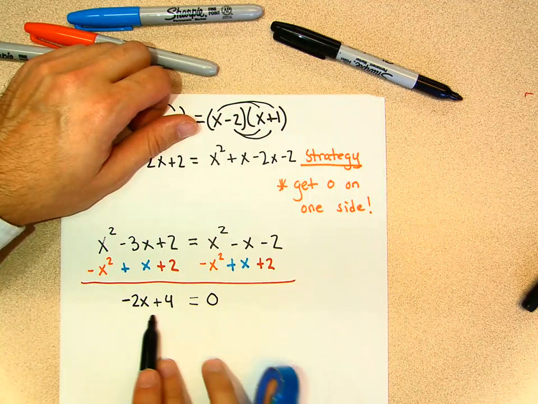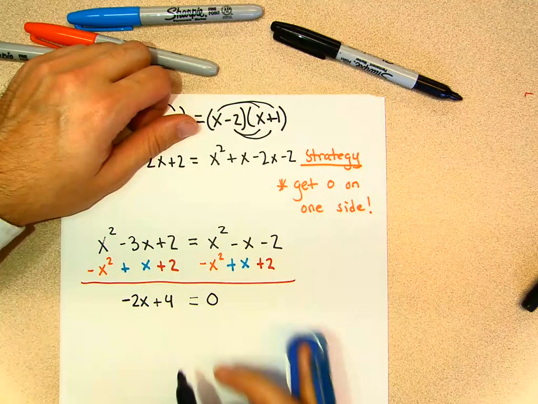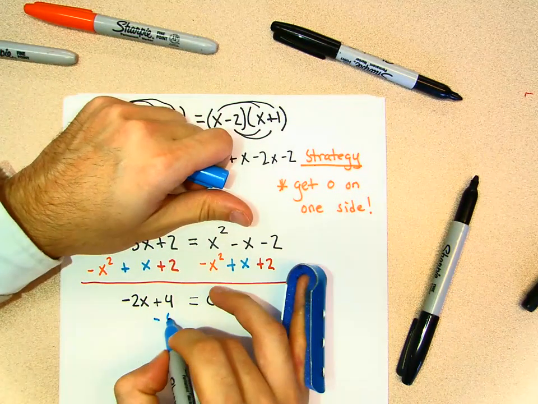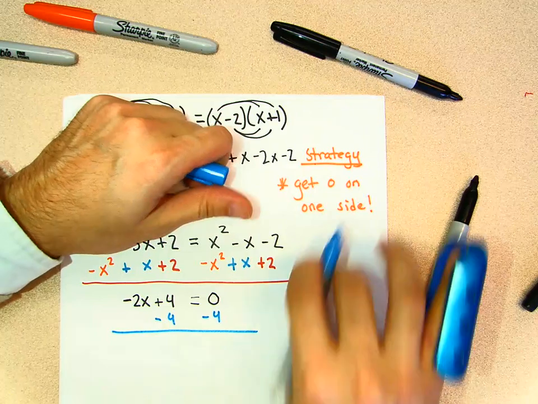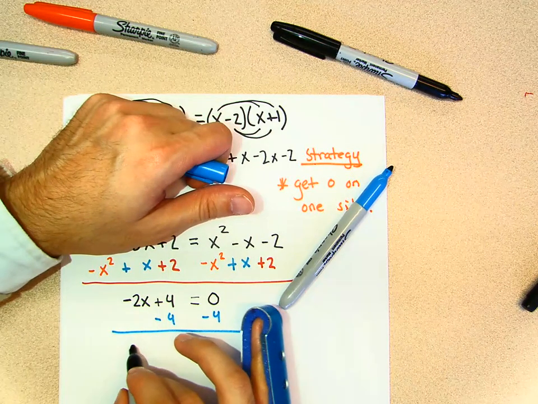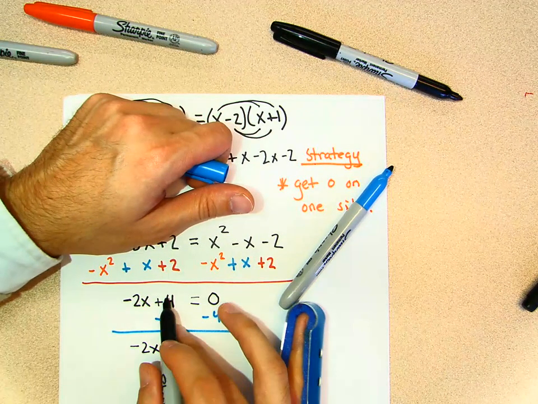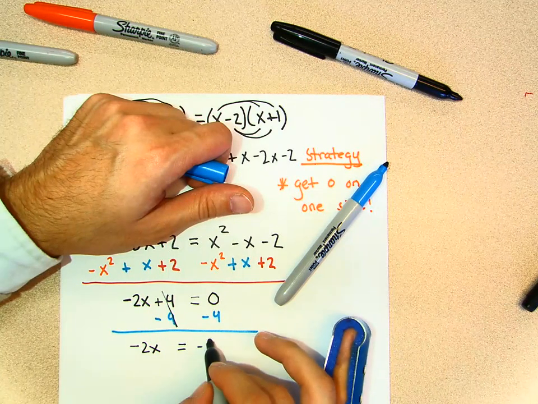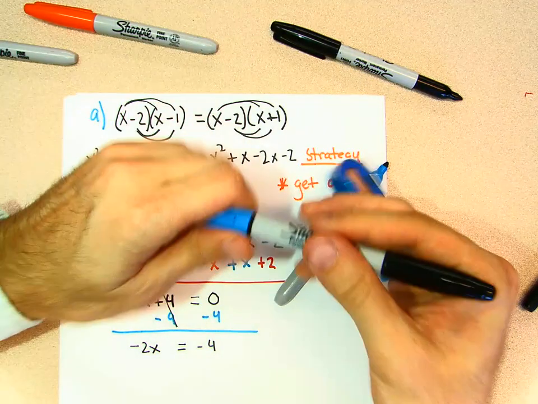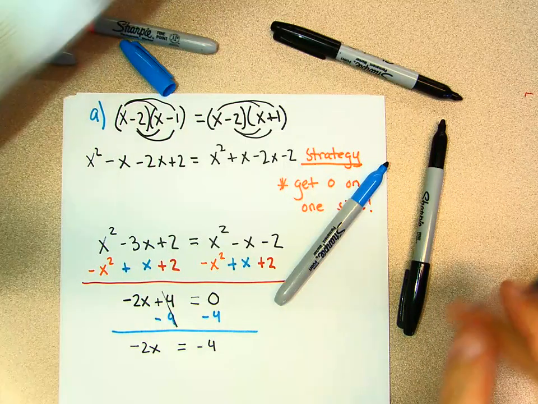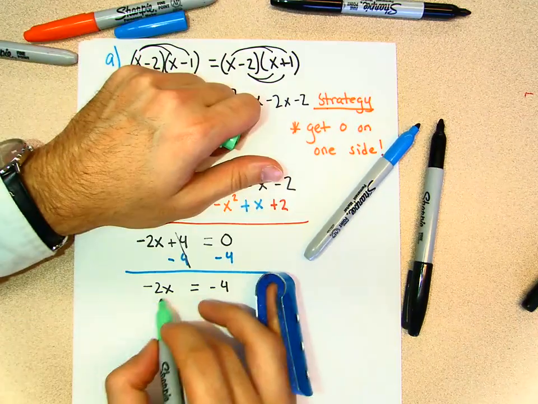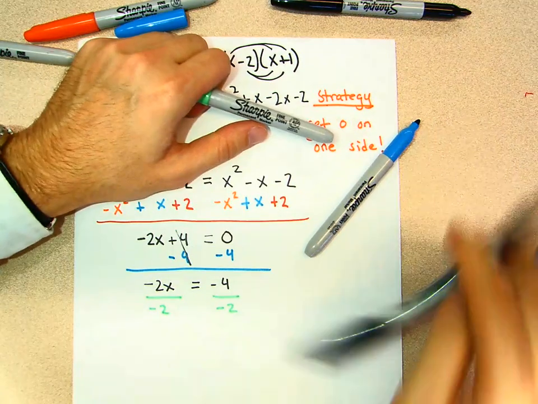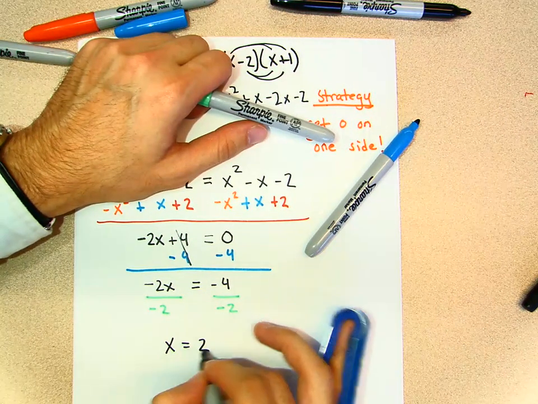Once you have this, get x by itself. What am I going to do to get x by itself? This is minus 4, and now I have negative 2x, and this cancels, is equal to minus 4. And then what am I going to do on both sides? How do I finish this up? I divide both sides by minus 2, and then x is equal to 2.